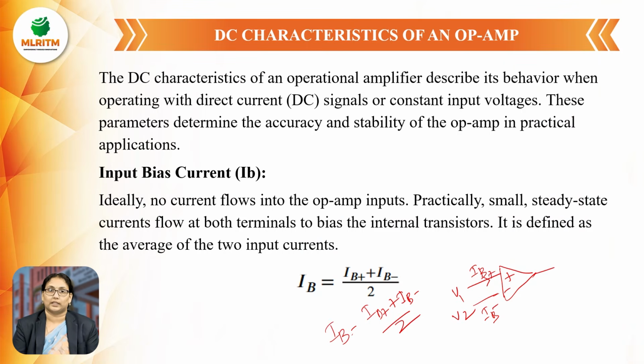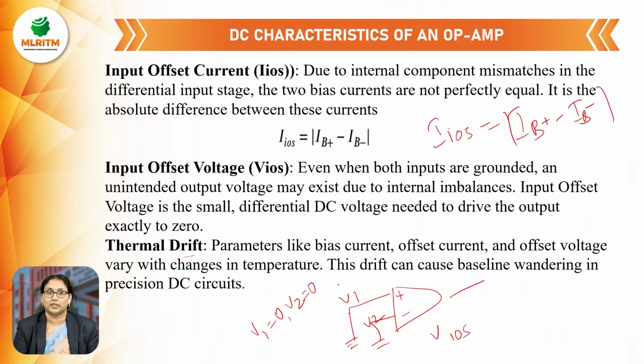Next, the DC characteristics. When a DC supply is connected to the operational amplifier, what are the characteristics? Input bias current, defined as the average of base currents, input offset voltage, input offset current, and thermal drift. These are the DC characteristics of an operational amplifier.